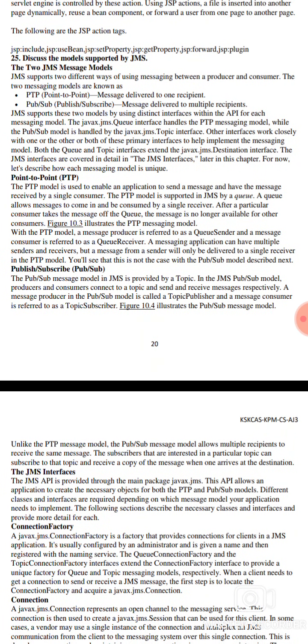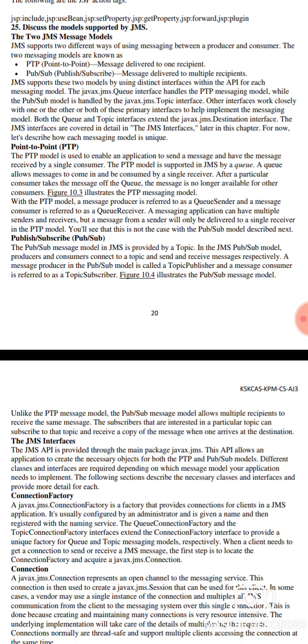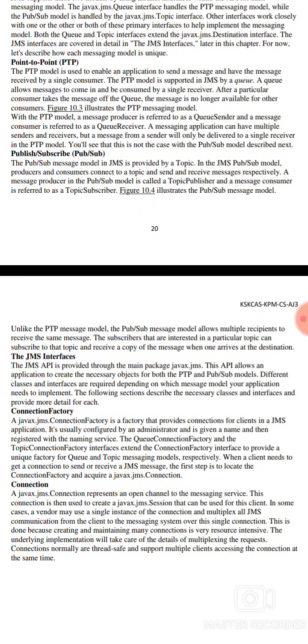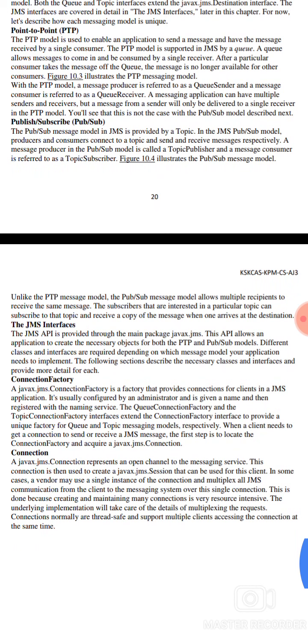Question 25. Discuss the models supported by JMS. The two JMS message models. JMS supports two different ways of messaging between producer and consumer. The two messaging models are PTP, point to point, where a message is delivered to one receiver, and pub/sub, where a message is delivered to multiple recipients. The point to point, PTP model is used to enable an application to send a message and have the message received by a single consumer.